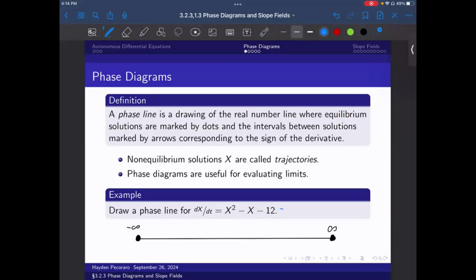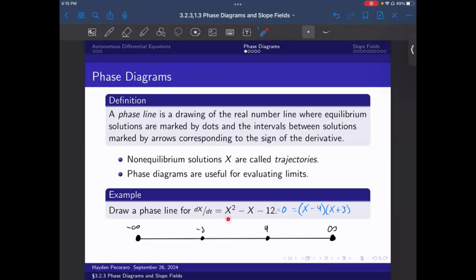Okay, so f of x in this case is a polynomial. If I want to find where it's equal to 0, I just need to factor it. And luckily this one factors pretty nicely as (x minus 4)(x plus 3). Okay, so I have two equilibrium solutions, one at -3 and one at +4.